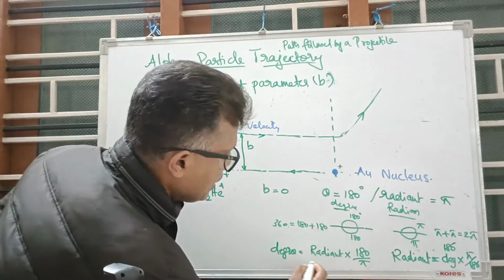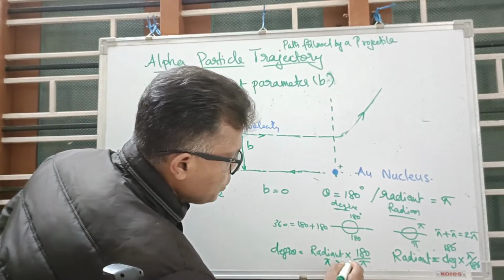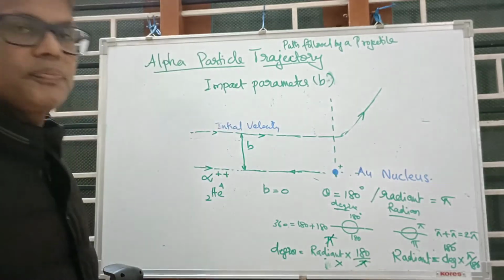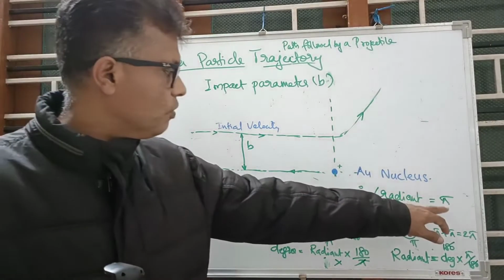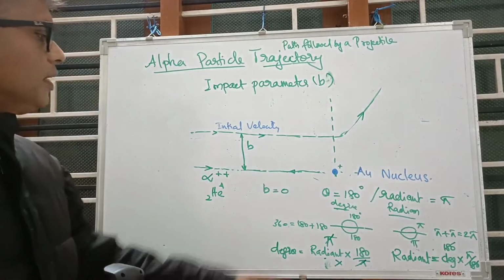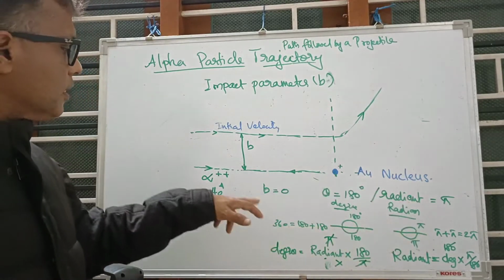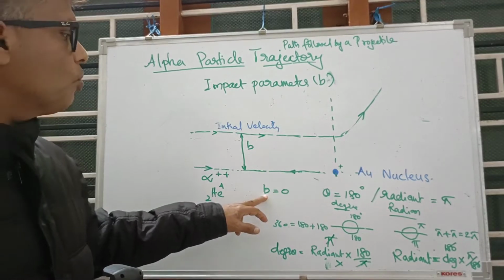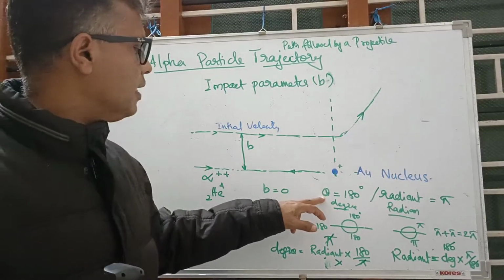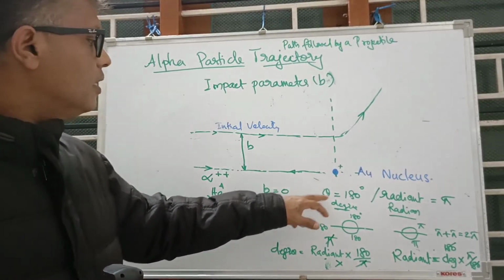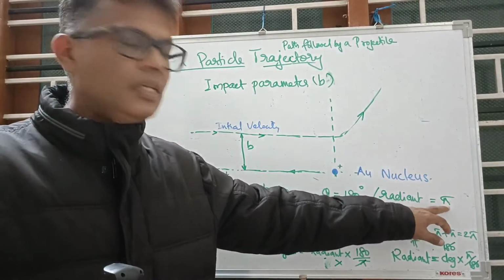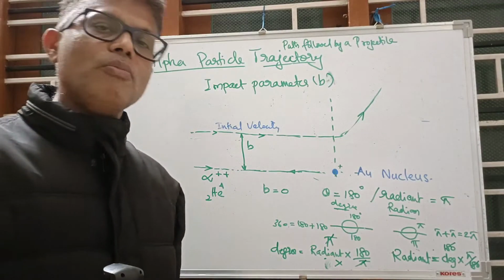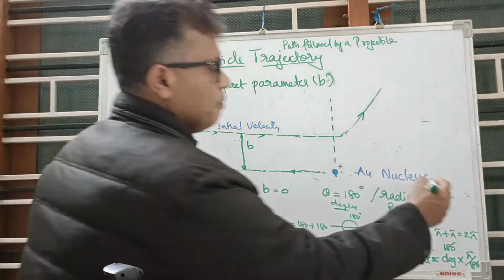So, how much is the radian? Radian is pi. Pi into this one is pi, so pi and pi give 180. Clear, no? So, how can we convert to radian? Normally the question will be like this: if impact parameter b is equal to 0, how much will be the angle of deviation theta? Normally they will give options pi, 2 pi, pi by 2, pi by 4. So how much will be the answer? The answer will be pi.